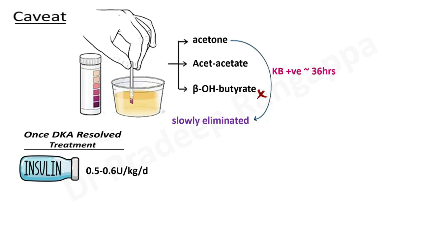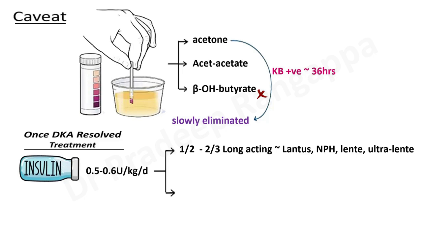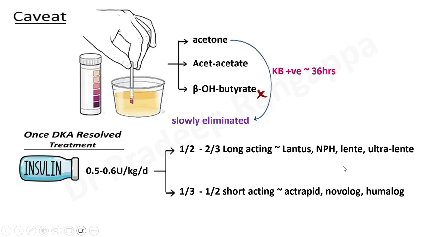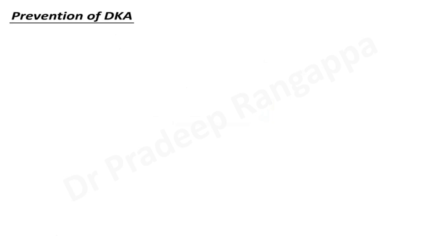And we look at 2/3 of it, we put it in as a long-acting insulin, and 1/3 to half, we put it as a short-acting insulin. So we take the cumulative dose and we split it. 2/3, we give as long-acting insulin. It can be Lantus, it can be PH Lente or Ultra Lente. And 1/2 to 1/3, we put as a short-acting insulin. So this is for the maintenance. And this is the last slide.